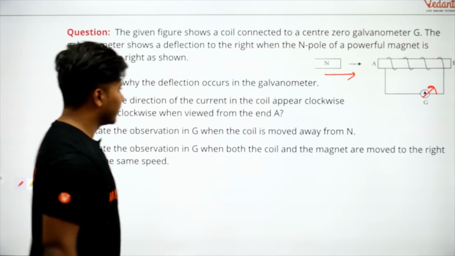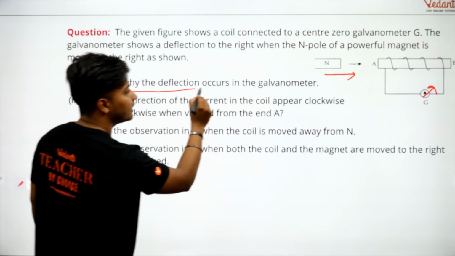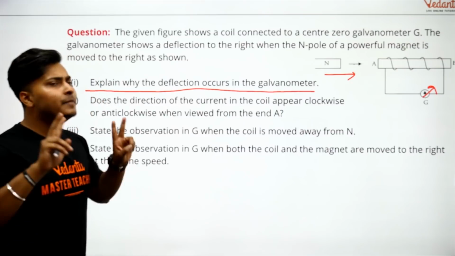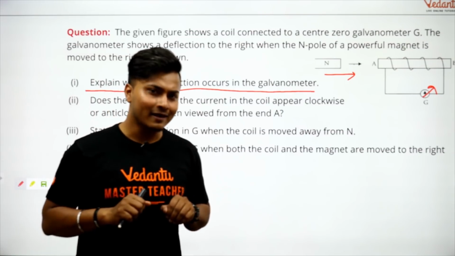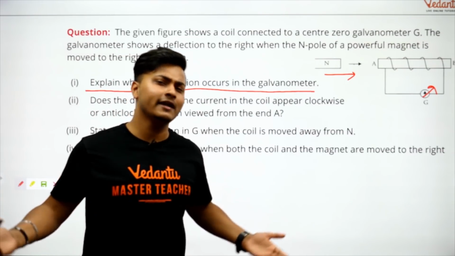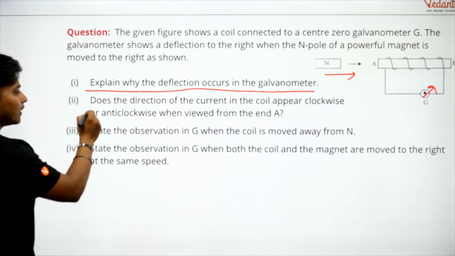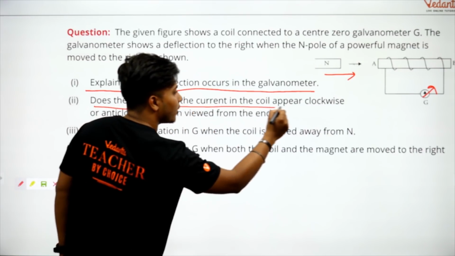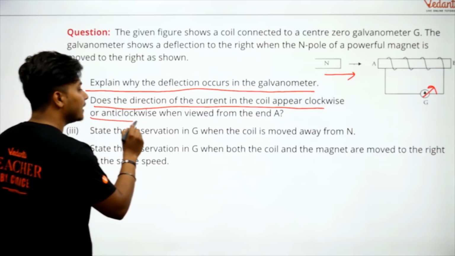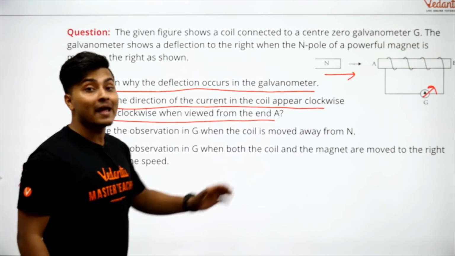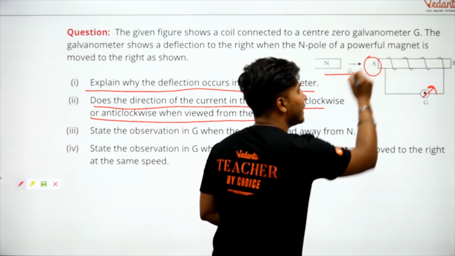Now the question states, explain why the deflection occurs in the galvanometer, which is because of electromagnetic induction, which we all know as the definition. Number 2. Does the direction of the current in the coil appear clockwise or anti-clockwise when viewed from end A? This is your end A right now.